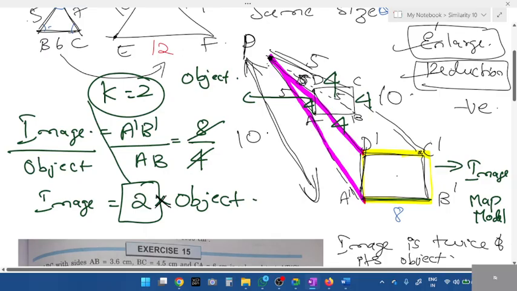Remember, the new image, whatever is formed, should always be on the left hand side. In the formula, left hand side is the image, map, or model. All the new image formed should be on the left hand side. Right hand side is the original object value we have taken. So image is twice of its object. We have got the scaling factor as 2.